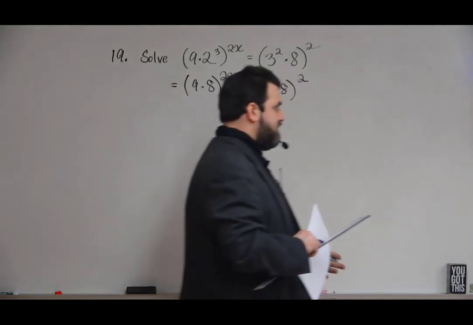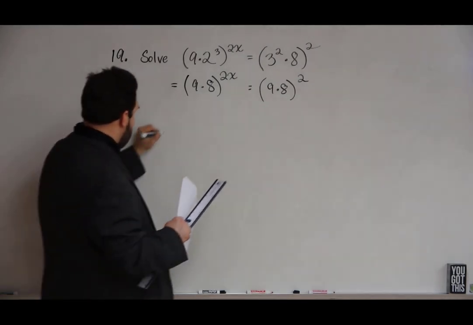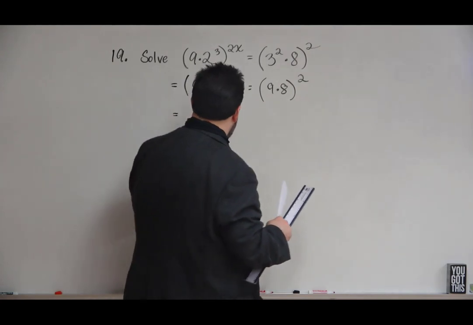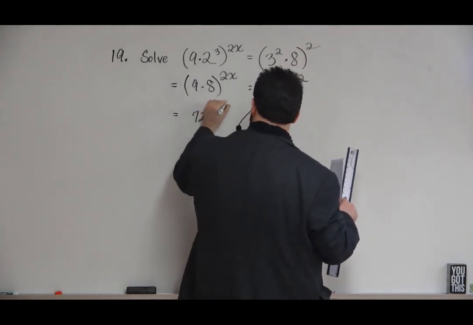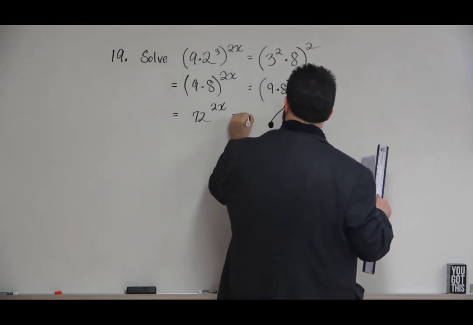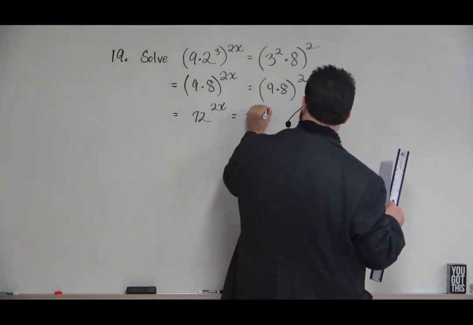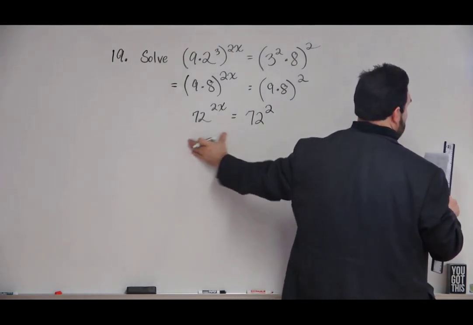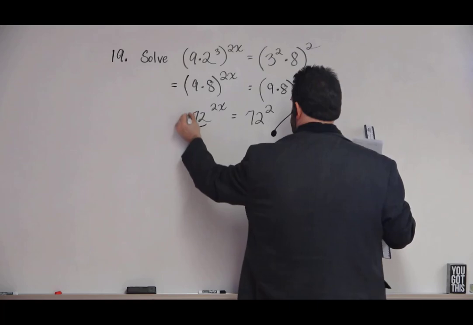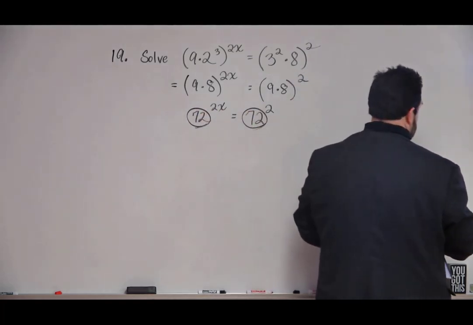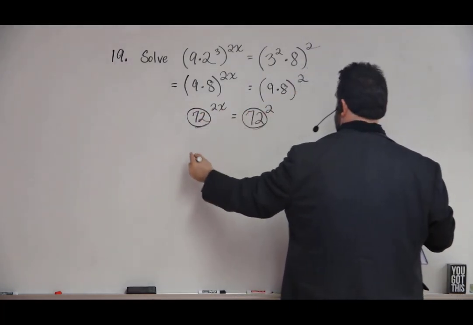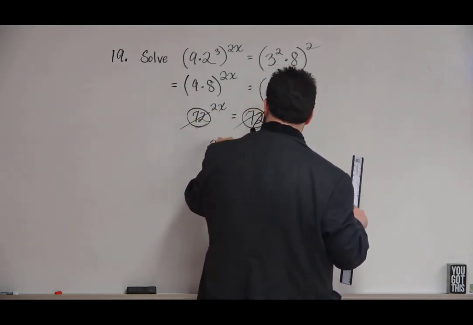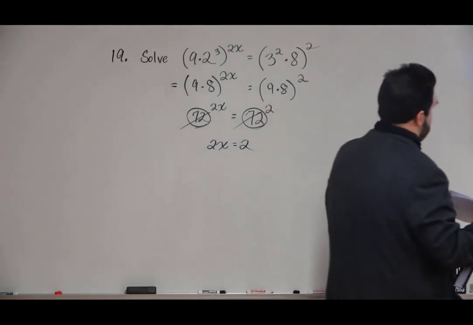Okay, well, what is 9 times 8? 9 times 8 is 72. So we've got 72 raised to the power of 2x. And over here we've got 72 raised to the power of 2. Now notice, we've got the same bases on either side of the equal sign. In this case, we got a base of 72, and here we got a base of 72. Logarithmic exponent rule says I can cancel those bases and set the exponents equal to each other. So I've got 2x equals 2.